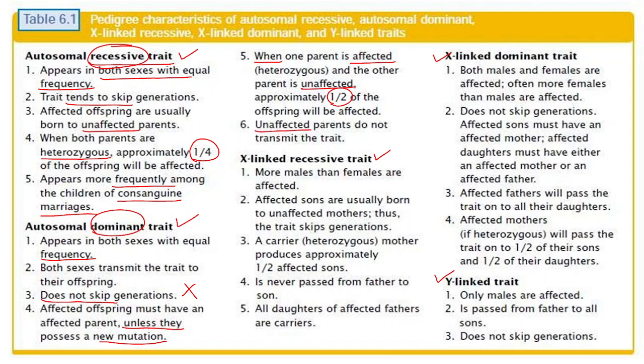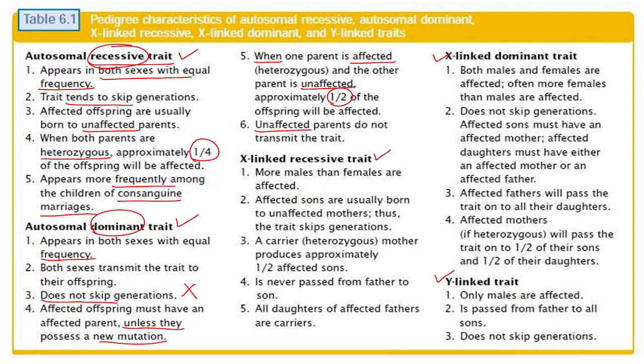And the last one, unaffected parents do not transmit the traits. Very important point here, unaffected parents. That means here there is no possibility of any carrier. Unaffected means they will not be any carrier and they will be completely normal. They cannot transmit the trait to any of their offsprings.